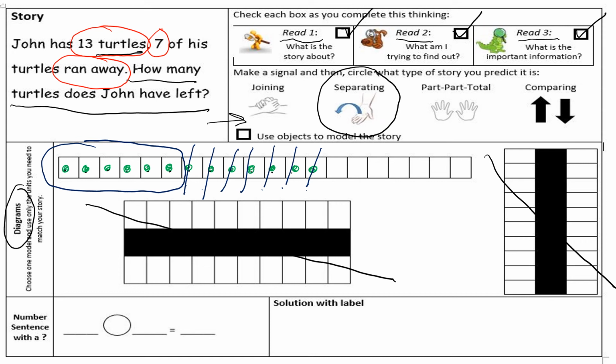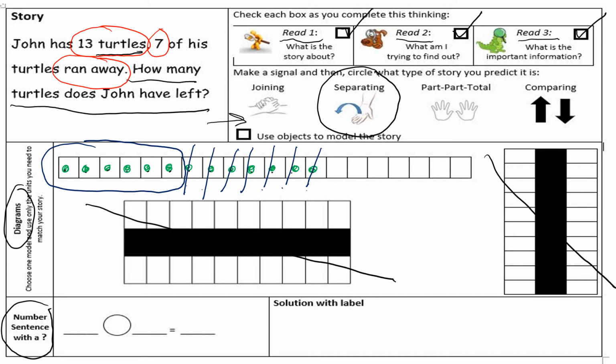So now we're going to move to this next box, a number sentence with a question mark. That question mark is super important because we're not putting an answer yet. The answer goes in the next box. So for this one, when you're doing a separating problem, your question mark is always going to come after the equal sign.